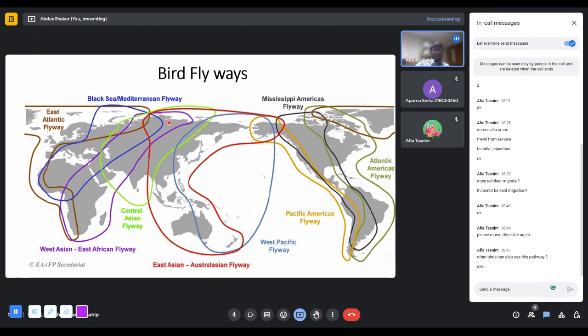But if it goes to East Africa from the same point, we say it has used the West Asian East African flyway. Or if it goes to Australia, the East Asian Australasian flyway. So it goes on like that. It basically depends on the species, how they are migrating or where they migrate.